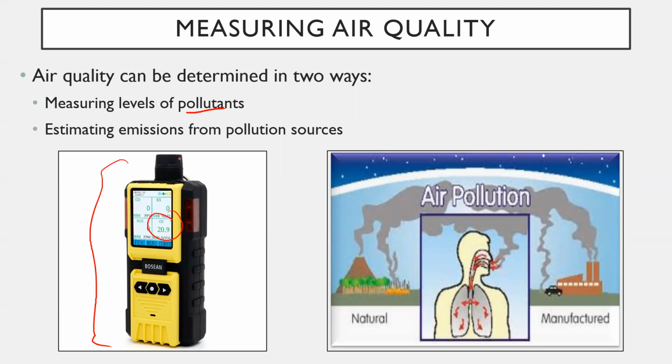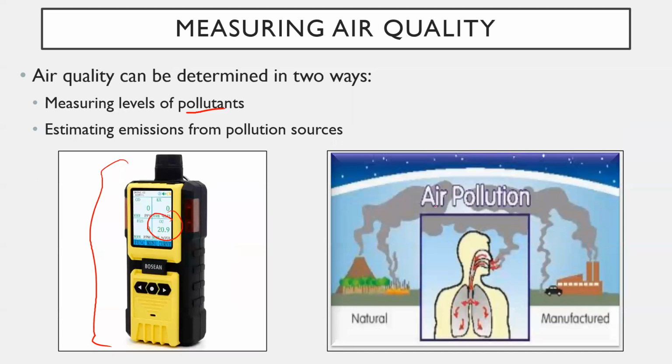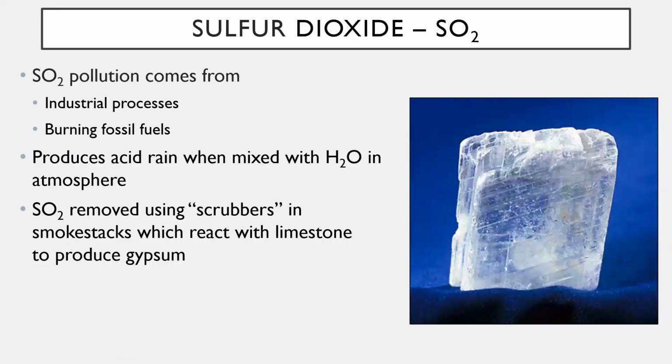Anyway, I'm getting sidetracked. The other way of measuring air quality is by estimating emissions from pollution sources. Of course, when we talk about those gases on the last page, this is assuming just normal natural air. If we have pollution from certain factories or even natural causes like forest fires or volcanoes, that of course is going to change the quantity of different chemicals in the air.